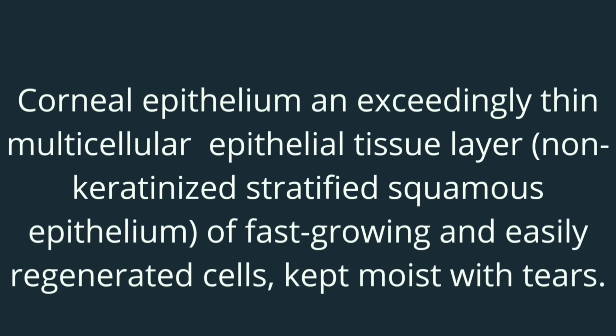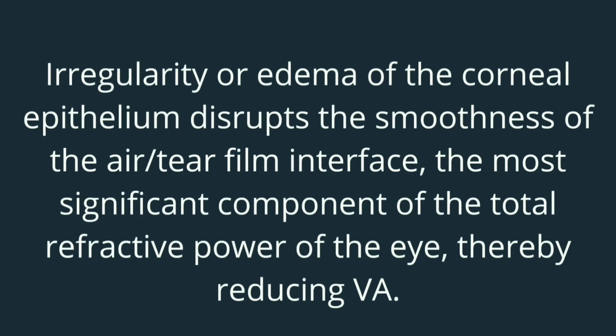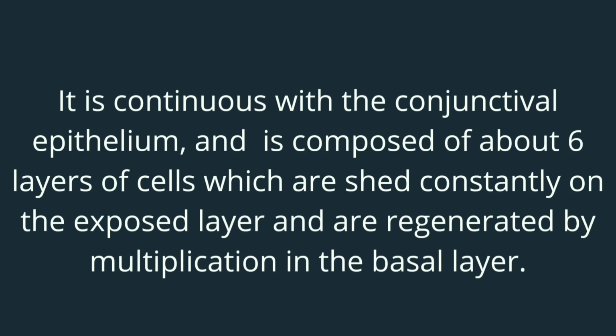Corneal epithelium, an exceedingly thin multicellular epithelial tissue layer, non-keratinized stratified squamous epithelium of fast-growing and easily regenerated cells, kept moist with tears. Irregularity or edema of the corneal epithelium disrupts the smoothness of the tear film interface, the most significant component of the total refractive power of the eye, thereby reducing visual acuity. It is continuous with the conjunctival epithelium and is composed of about 6 layers of cells, which are shed constantly on the exposed layer and are regenerated by multiplication in the basal layer.